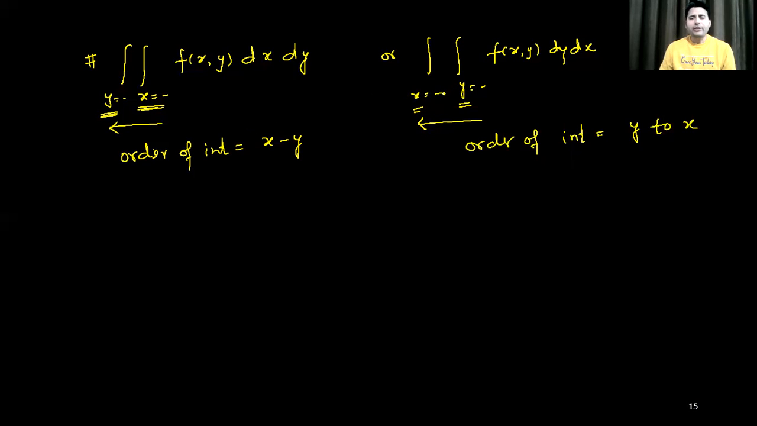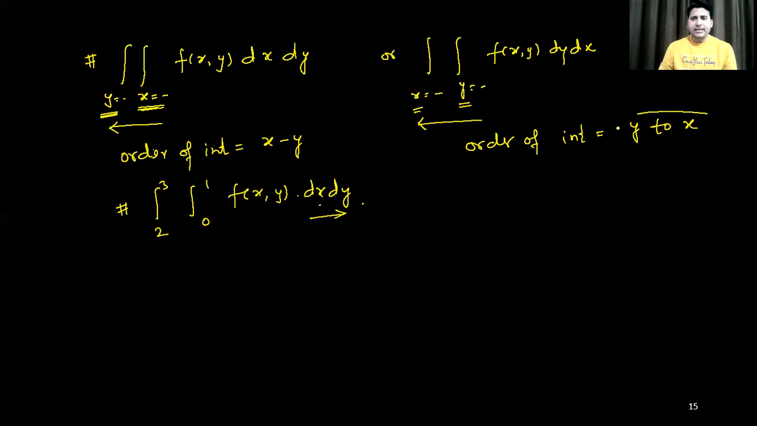Moreover, if both limits of integration are constant, the order of integration does not matter. For example, suppose I have 0 to 1, 2 to 3, some function of xy, dx dy. In this case, the order of integration doesn't matter, but still we should follow it, firstly for x, then for y. Now we are talking about the change of order, students.